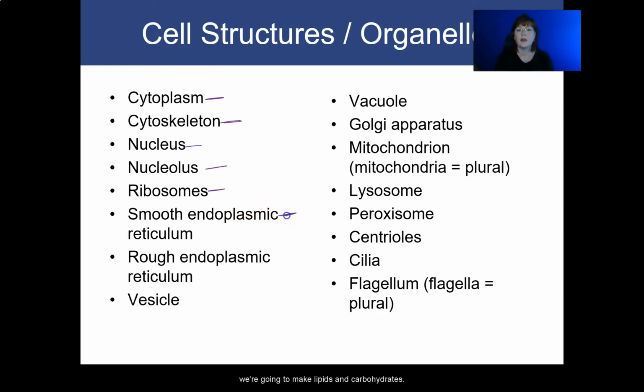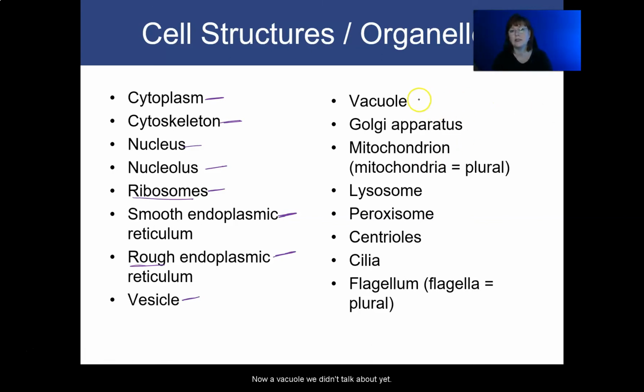The smooth ER is where we're going to make lipids and carbohydrates. The rough ER is rough because it has ribosomes embedded in the membrane, so that's where we're going to make proteins that we can package. Vesicles act like little membrane taxicabs that can carry stuff around within the cell.